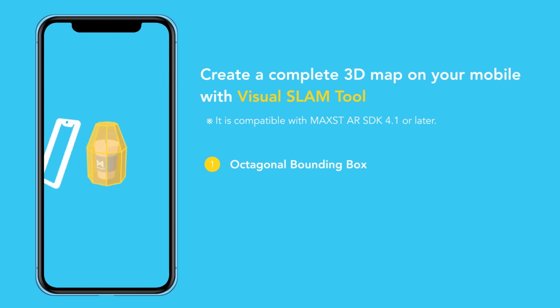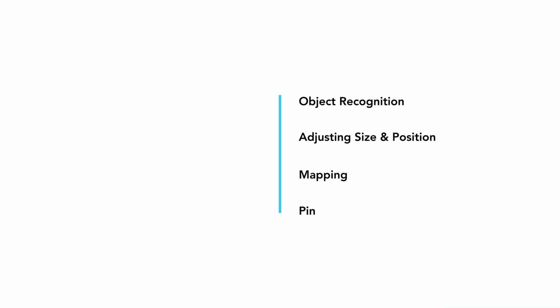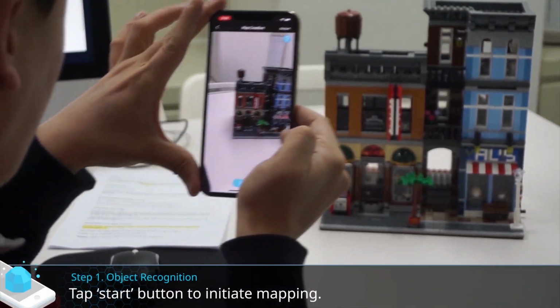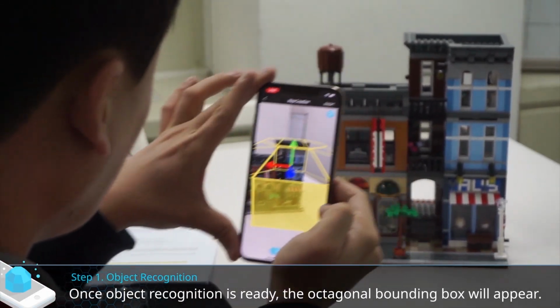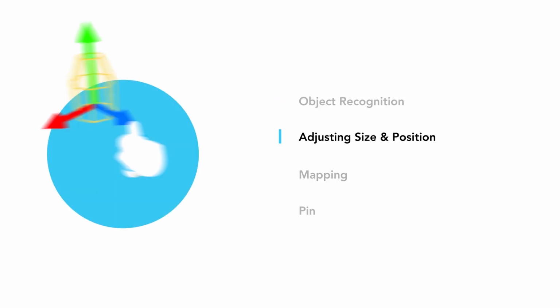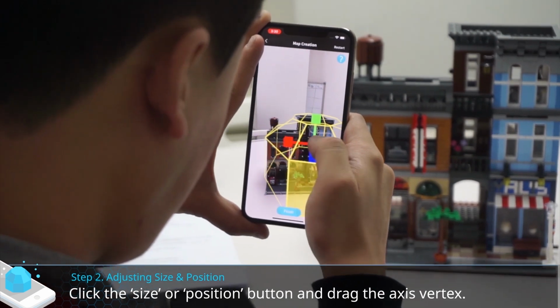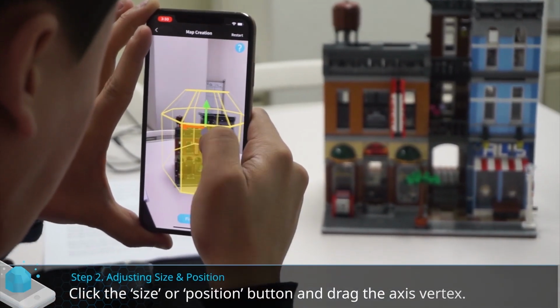Create a 3D map with an octagonal bounding box and pin. Step 1. Object recognition. Tap the Start button to initiate. The octagonal bounding box will appear. Step 2. Adjusting size and position. Click the size or position button and drag the axis vertex to adjust.